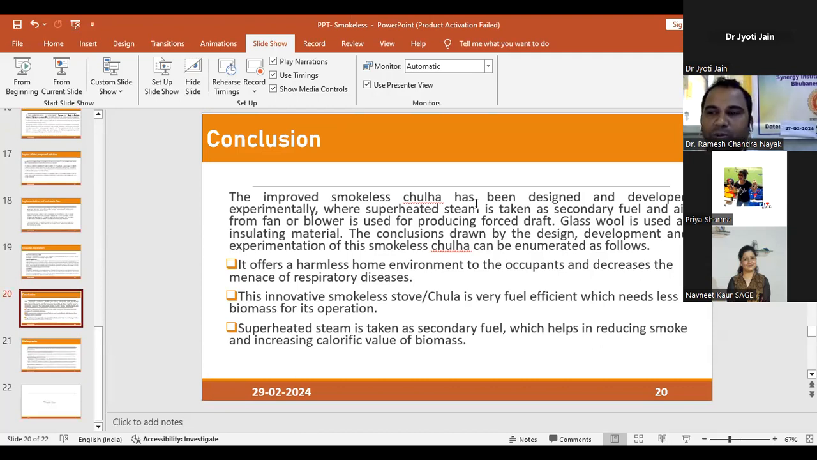less smoke and less ash will also be there. And our superheated steam, this is one of the new concepts behind our work. This is the innovative concept. Due to the provision of superheated steam, the calorific value of the primary fuel, meaning the biomass or wood stove, increases, which gives the advantages behind the flame temperature.